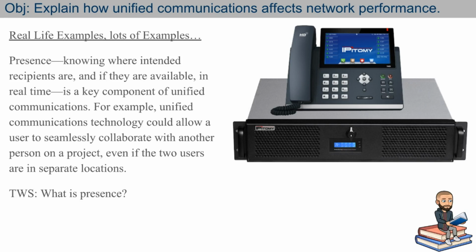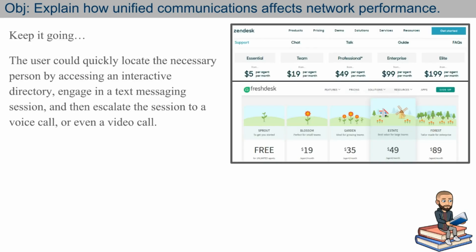So let's end the lesson on just hardcore examples. I mentioned presence earlier. The unified communication network will know if you are present, if you're available or not. It says here that knowing where intended recipients are and if they are available in real time is a key component to UC. For example, unified communications technology could allow a user to seamlessly collaborate with another person on a project if the two users are in separate locations. So UC gets rid of the need to be in the same physical location as another person that you want to collaborate with. You're going to hear the word collaborate often with the term unified communication.